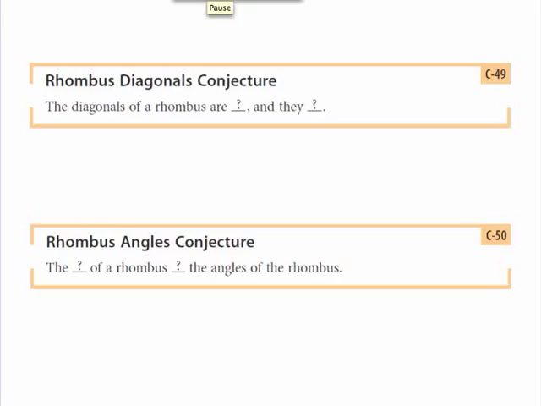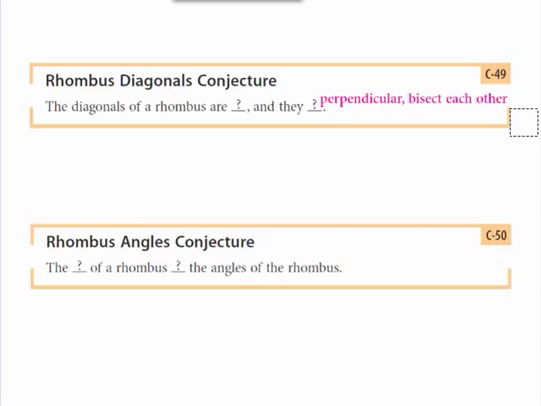Okay, so we have a conjecture here. The diagonals of a rhombus are what? So what do you notice about every diagonal? Look at those diagonals. They're perpendicular. Yep, there you go. So they are perpendicular, and they bisect each other. So they cut each other into 2 congruent parts.